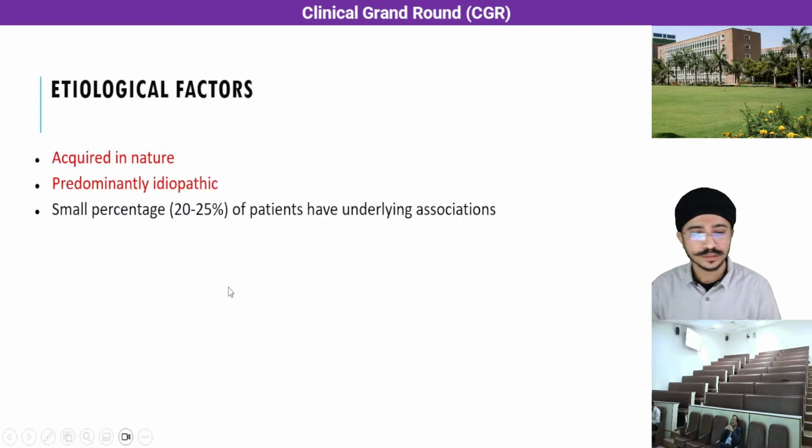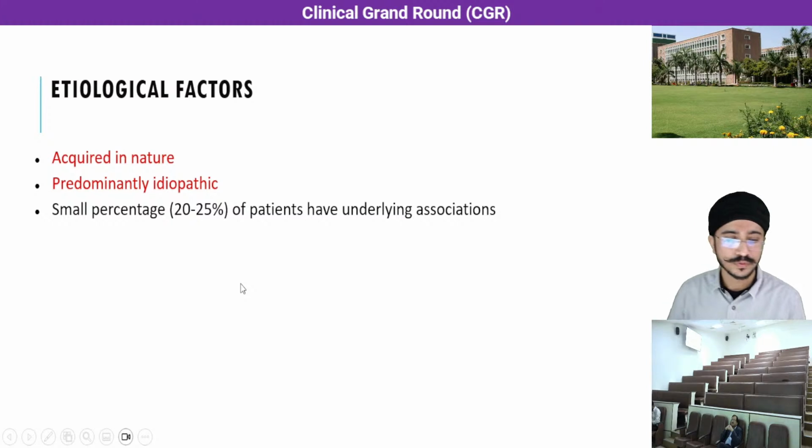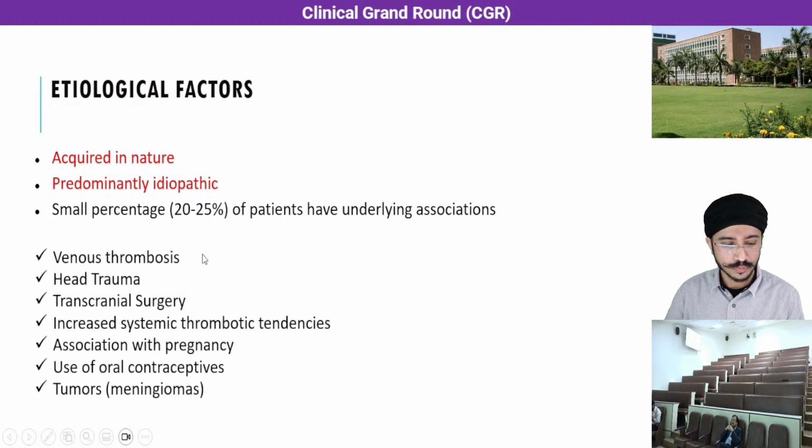And then we'll discuss the etiological factors that are associated with the formation of a dural AV fistula. These lesions are largely acquired in nature, and they are predominantly idiopathic. A small percentage of the patients, approximately 20%, have underlying associations, which include venous sinus thrombosis, head trauma, transcranial surgery, increased systemic thrombotic tendencies such as protein C or protein S deficiency, and association with pregnancy, use of oral contraceptives, and tumors such as meningiomas.